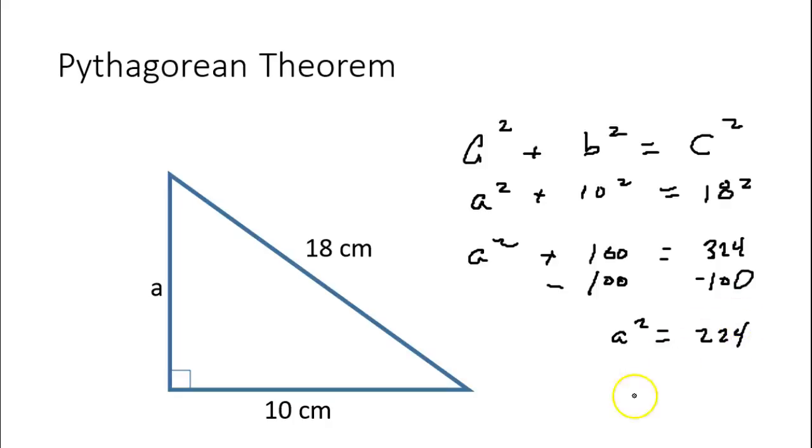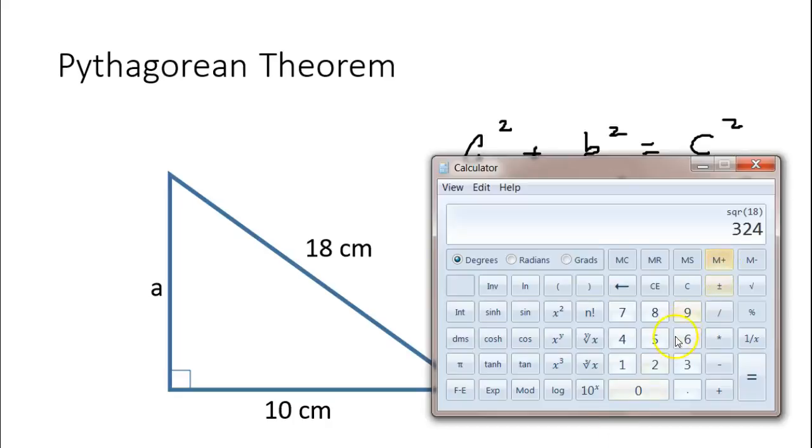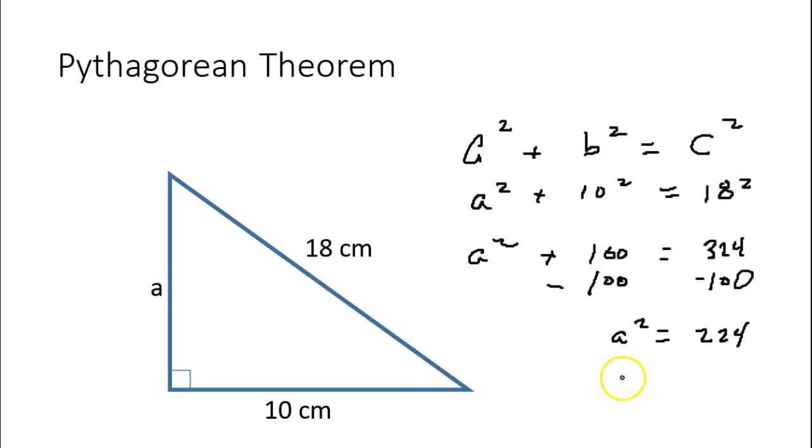224. I've got to find the square root of 224, so I'm going to put in 224 and hit the square root button. 14.97 rounded to 2 decimal places, so I will say A equals 14.97. So it would be 14.97 centimeters. We nailed it.